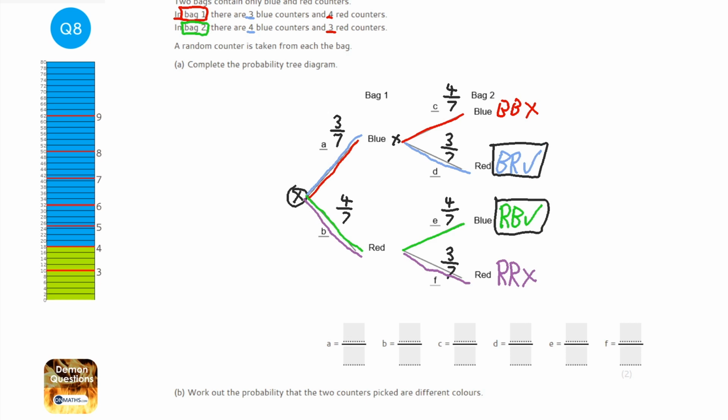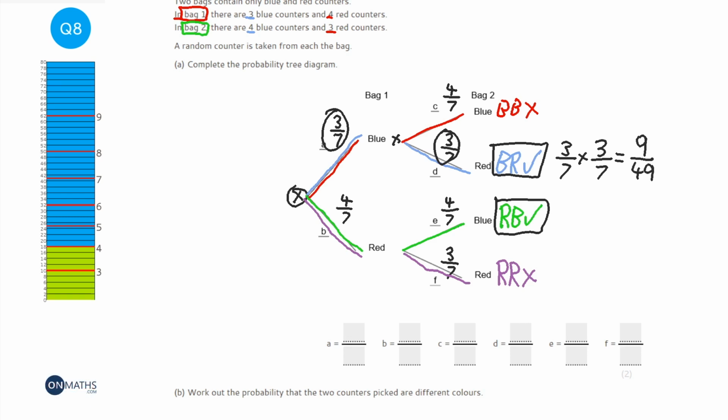Now the way of working out the probability of ending on either of those is just to write down the fractions that you passed to get there. So I passed this one, so 3 over 7, and I passed this one, so another 3 over 7. And then what you do is you times them. Now to times fractions you just times the tops, times the bottoms. So 3 times 3 is 9, 7 times 7 is 49. Let's do the same with the red and then blue. So we passed a 4 over 7, and we passed another 4 over 7. And let's times them. So that's going to be 16 over 49.